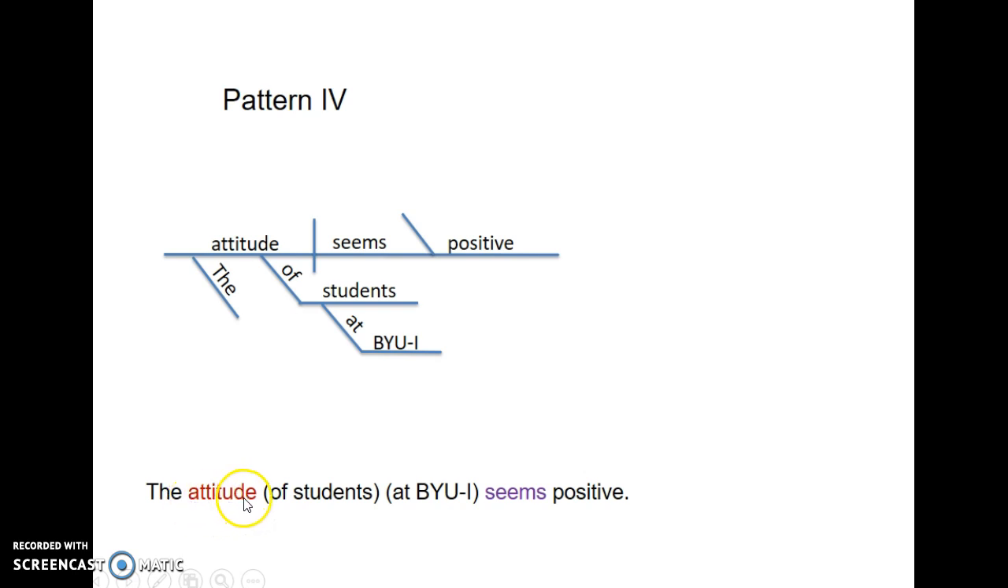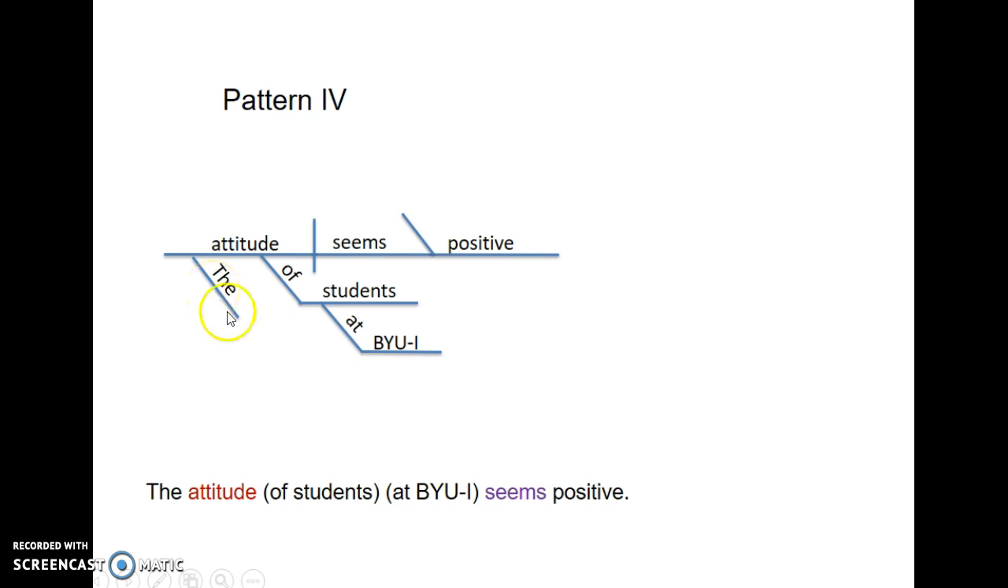In this sentence, we have attitude as our noun functioning as the subject. We have 2 prepositional phrases, which we're going to skip for the moment. Our verb is seems. That's one of those linking verbs, so we know it's going to be pattern 4 or 5. And after seems, we have positive, which is an adjective. So we have subject, linking verb, adjective, makes it a pattern 4.